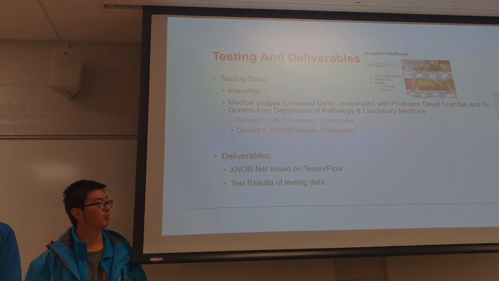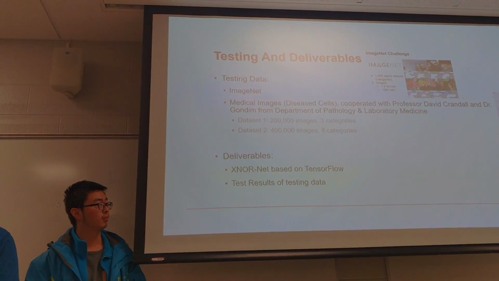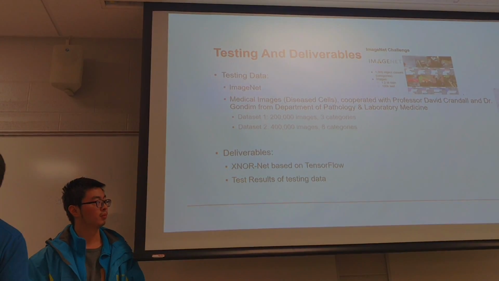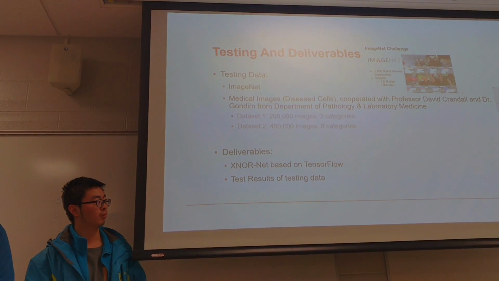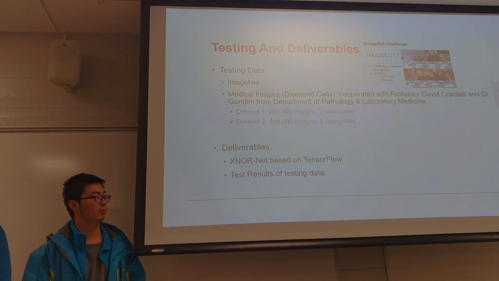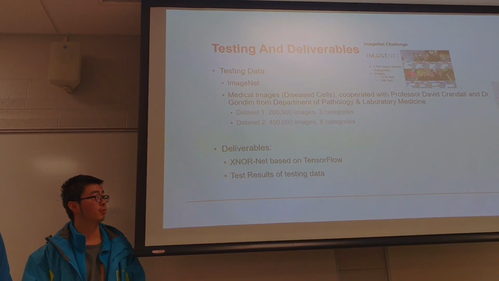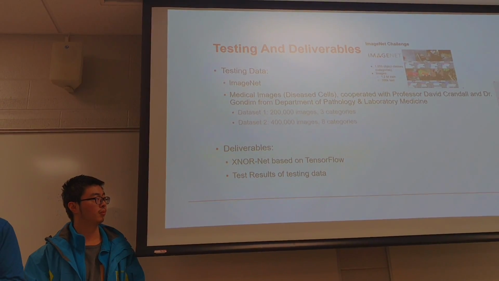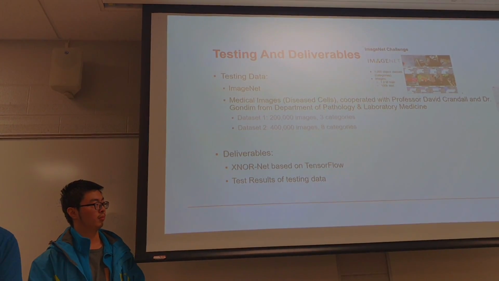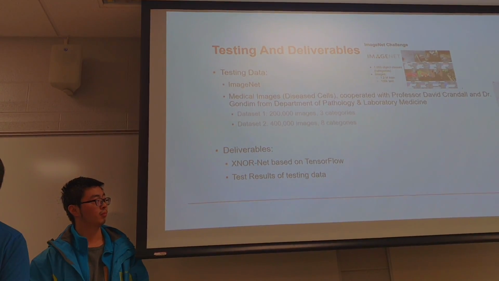I have two data sets of diseased cells. The first one has 3 categories and the second one has 8. So far, I ran it on TensorFlow and I have an accuracy of 95%. I ran it for 100 epochs, and each epoch takes about 1 minute with a training set of 30,000 images. We will see how much time it will save in our project and how much accuracy it would lose. The deliverables will include the TensorFlow-based XNORNet and the test results of the testing data mentioned above.